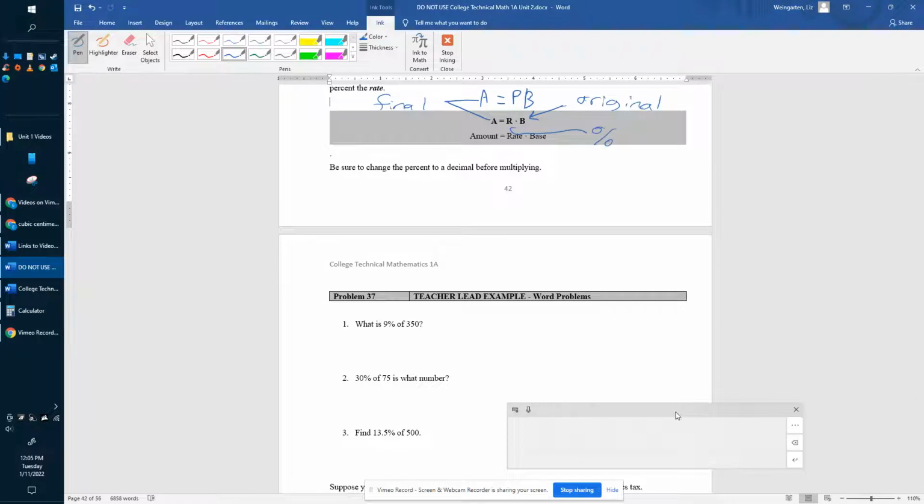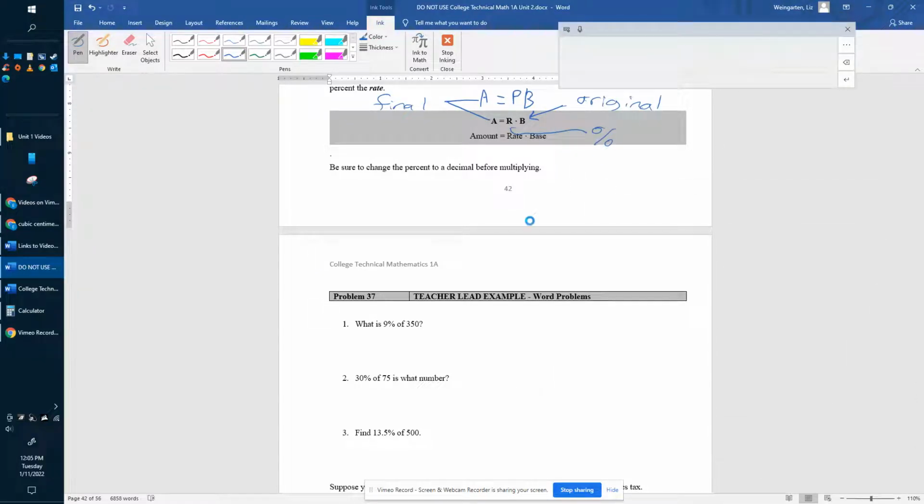What is 9% of 350? So we have a base of 350. That is our original amount. We're trying to figure out what 9% of it is.